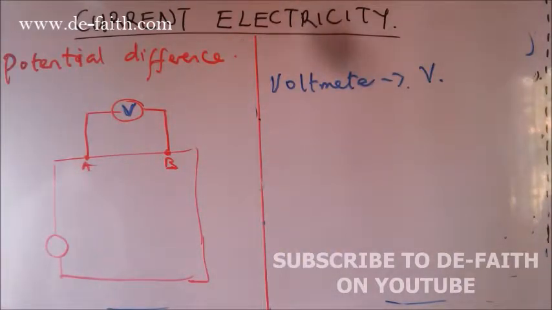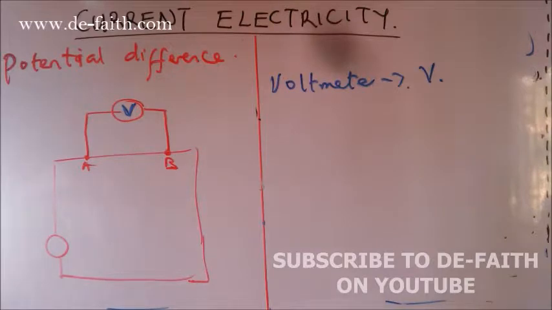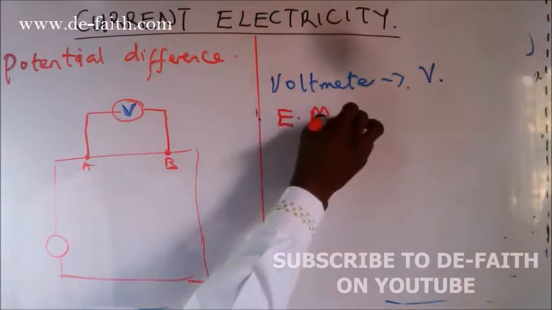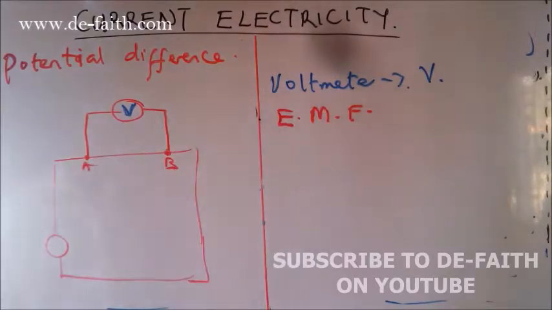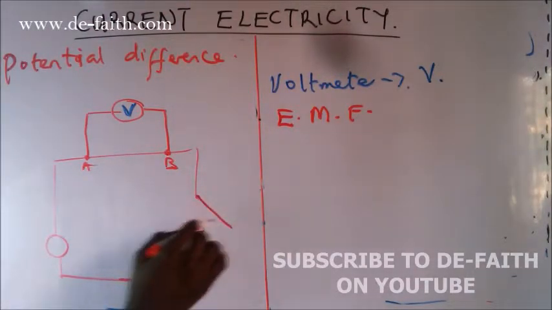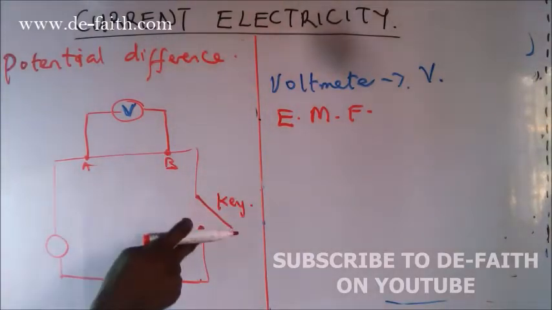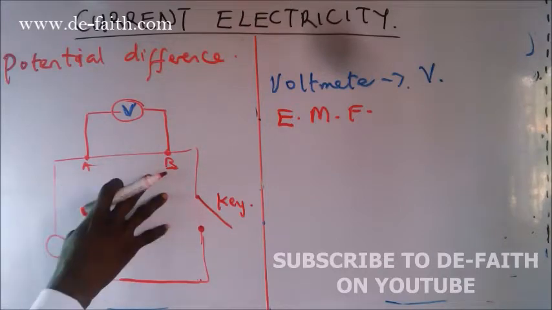When current flows, it does so because there is a kind of electrical pressure difference between 2 points in an electrical circuit. Now there's something that is very close to potential difference, which is called the electromotive force, that is EMF. There's a difference between electromotive force and potential difference. So let's say that here we have a key. A key is a switch that turns on and off this particular circuit.